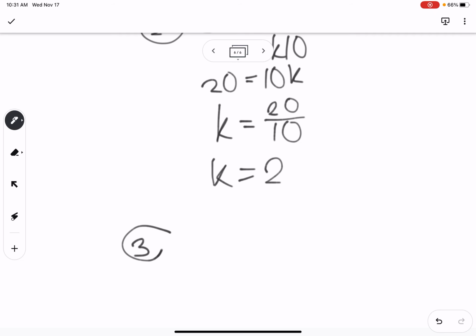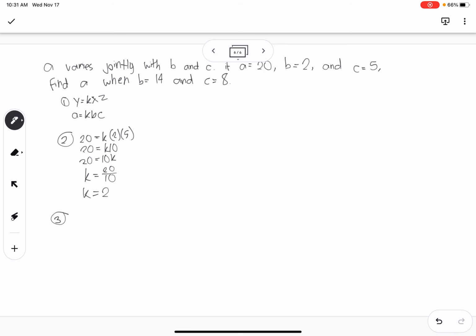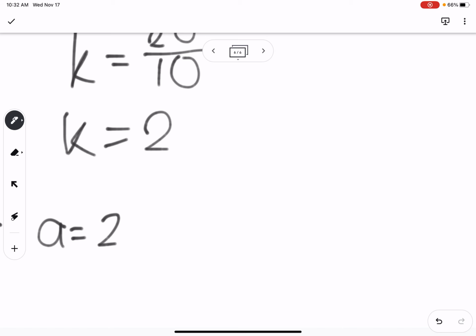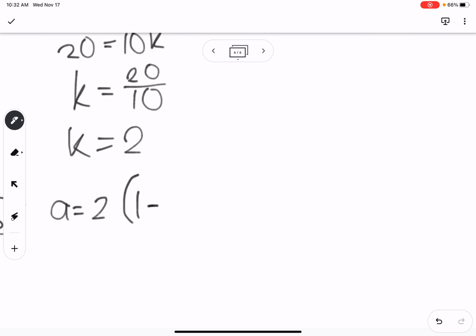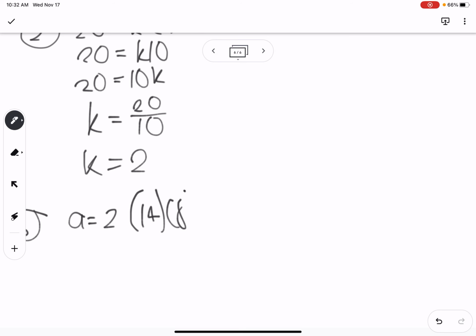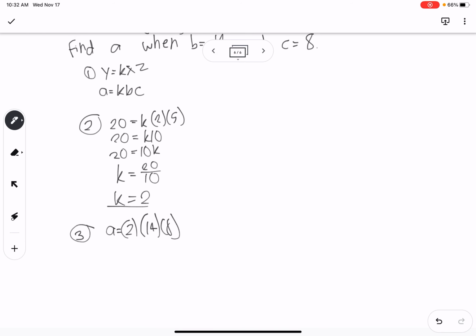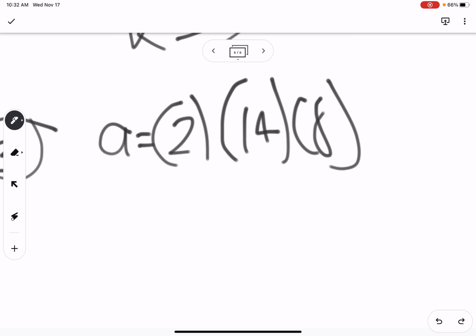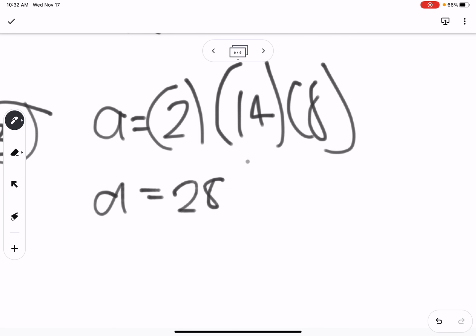Here is step 3. Find A when B is equal to 14 and C is equal to 8. We now have our k value. Let's substitute all the values we have. 2, 14, 8. Just in case you forgot where we got it, it's basically from equation number 2. Now all we have to do here is multiply. So 14 times 2 is 28. And then 28 times 8 is equal to 224.